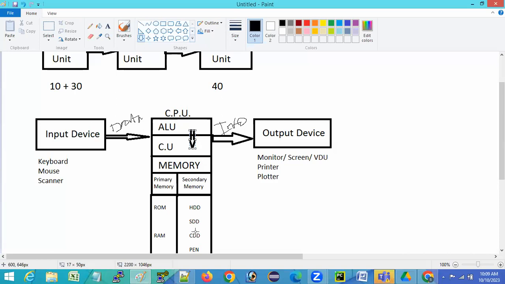We have to know about the things that we'll discuss. Now, memory is nothing but a storage device. Remember this one: memory is nothing but a storage device.